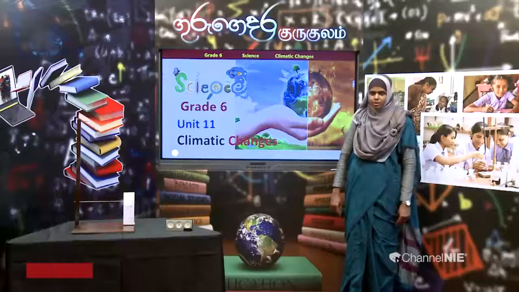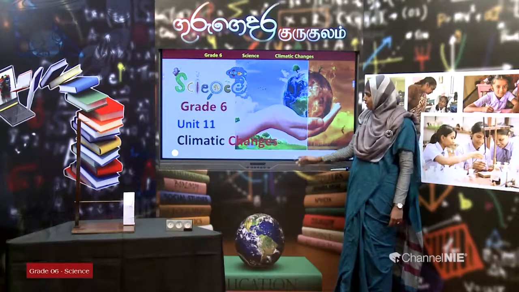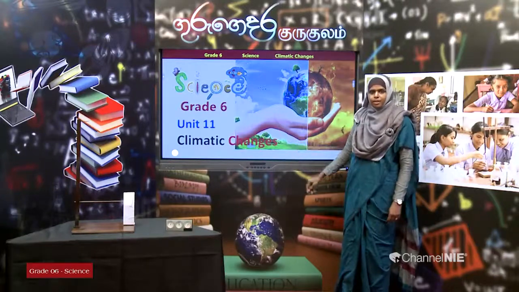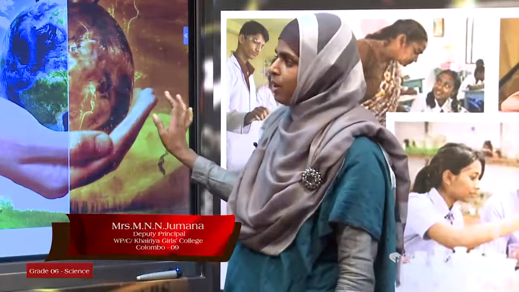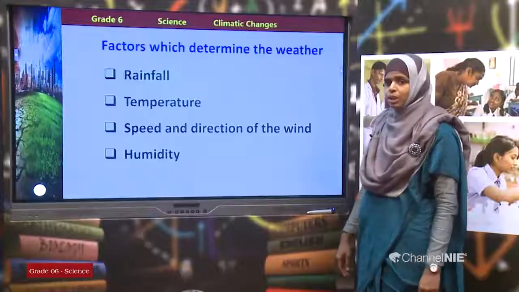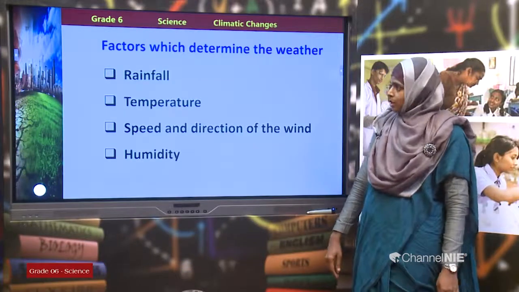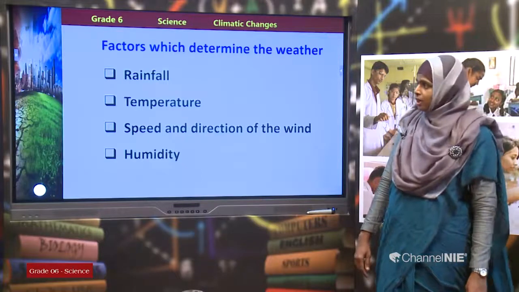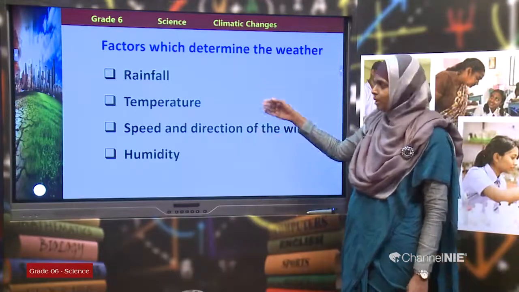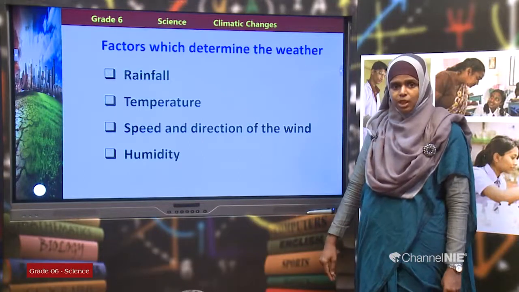Hello children, today we are going to learn Unit 11 of Grade 6, Climatic Changes. This is the second lesson of the previous. We have learned the first part of it. In the first part of this lesson, we have gone through the factors which determine the weather. The four factors which determine the weather are rainfall, temperature, speed and direction of the wind as well as humidity.